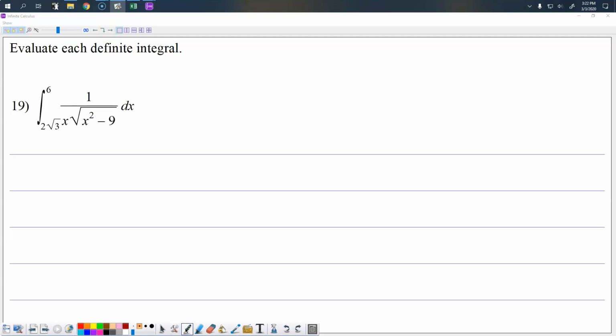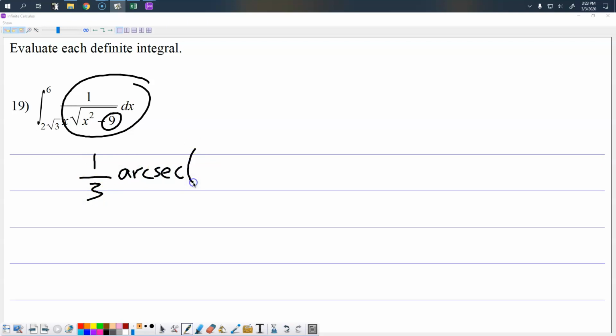Okay. Arc trigs. Yep, you gotta remember that trigonometry stuff. So look at the pattern. What kind of arc trig integration are we looking at here? Hopefully you recognize it as a secant. So since that's 9, my a value is 3, the square root of it. So we have 1 over 3 arc secant of the absolute value of x over 3 as the integral. And we're going from 6 here and 2 radical 3 here.